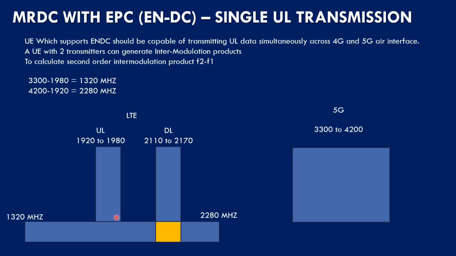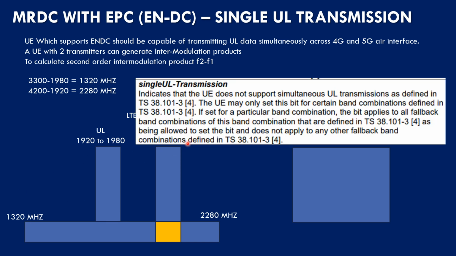So based on this, 3GPP decides which band combination can be used. And the UE can support all the bands defined by 3GPP or some of them. The UE indicates the single uplink transmission capability via the single uplink transmission information element. This information element is sent by the UE. Here, the UE can tell which band combinations it supports for ENDC.